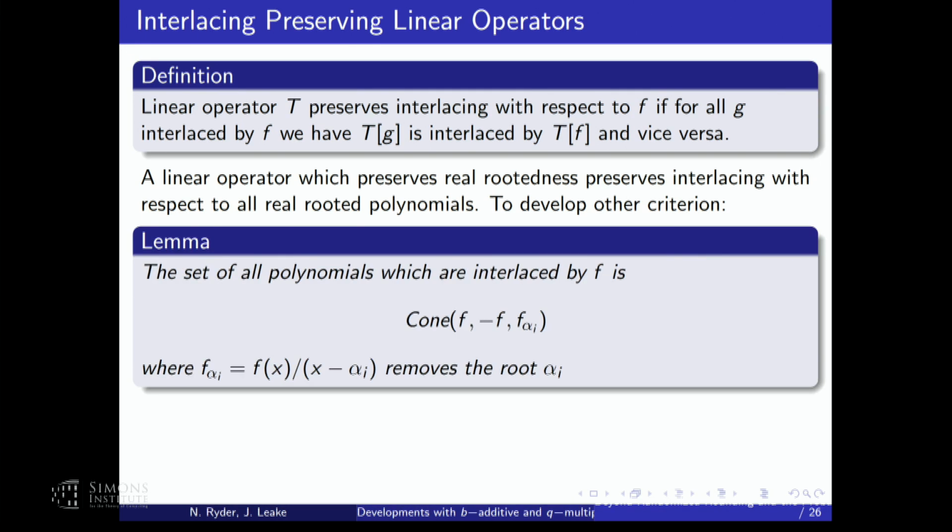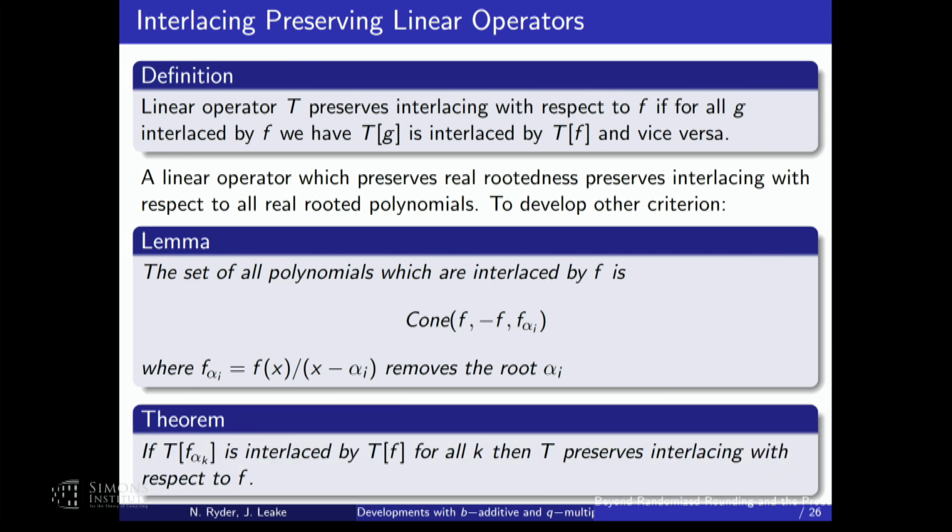And our criterion, or Lamprecht's criterion, I should say, is based on this really nice observation. So if you fix a polynomial f and you look at all polynomials which are interlaced by f, it's a cone in the space of polynomials, and that cone is finitely generated. And it has really nice generators. It's generated by f, negative f, and all polynomials you obtain by taking f and removing one of the roots. So it's pretty easy to convince yourself that all of these things are interlaced by f. And then it's maybe less easy to convince yourself, but not so difficult to do, that all things that are interlaced by f are in this cone. And you can do this using partial fraction decomposition.